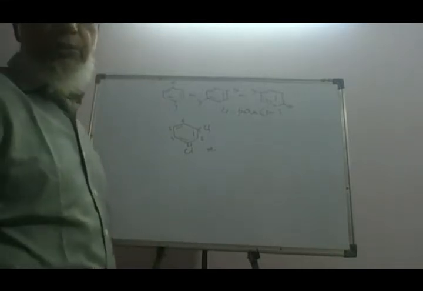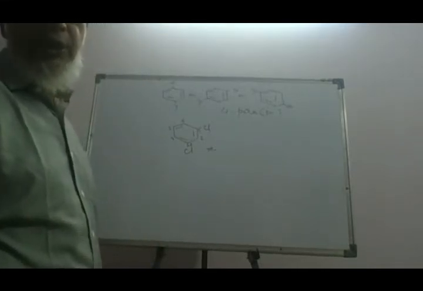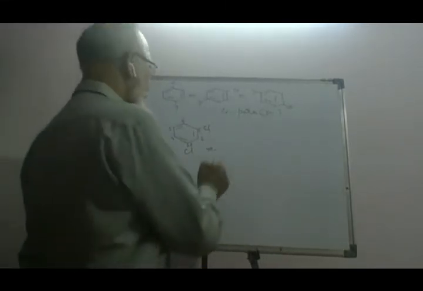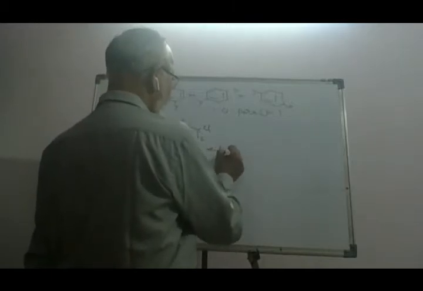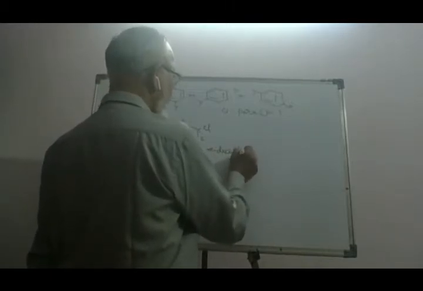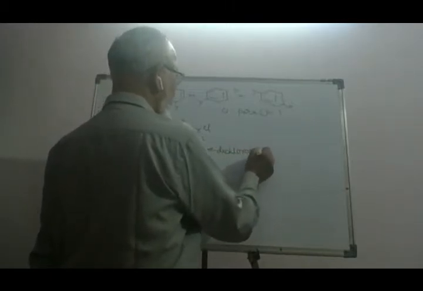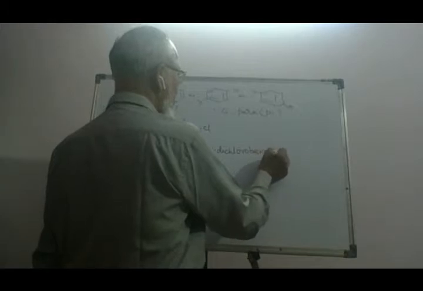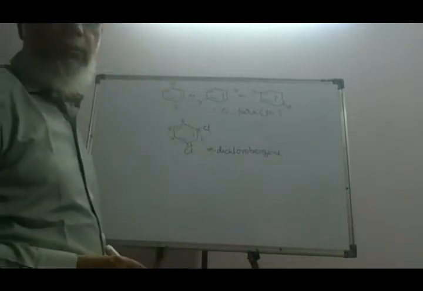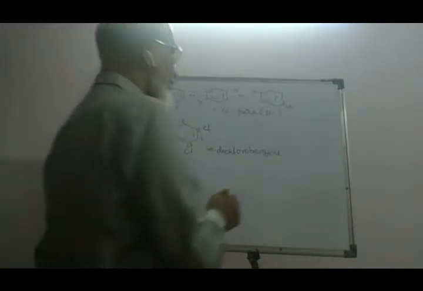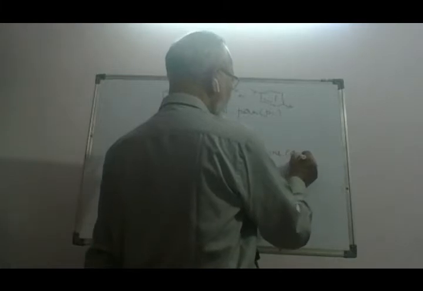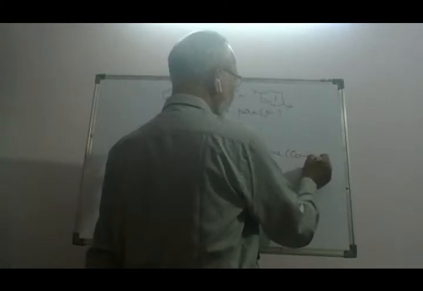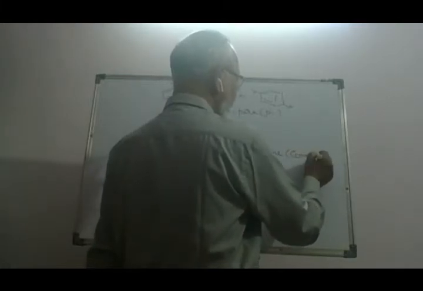And when there are 2 similar groups, then before their name, the term di is used. That's why it will be called as meta dichlorobenzene. This is the common name, which I am telling you. I'm not telling the IUPAC name. I will come to that later on, after this.